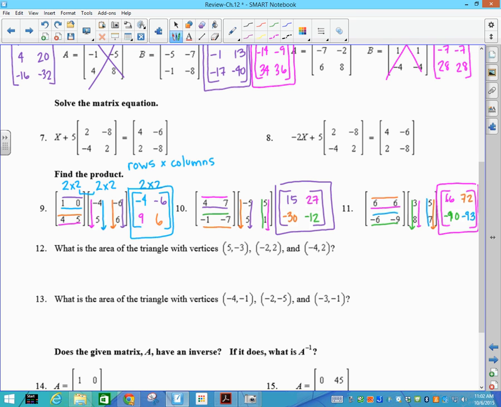Okay? All right. What is the area of a triangle? The area of the triangle is to take 1/2 the determinant, and you're writing these. 5, negative 3, negative 2, 2, negative 4, 2. And then you have ones for your last column. Now, remember to calculate this, we have to repeat the first two columns. 5, negative 2, negative 4, negative 3, 2, and 2.